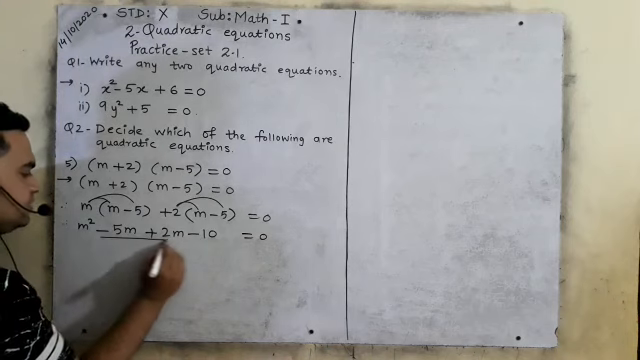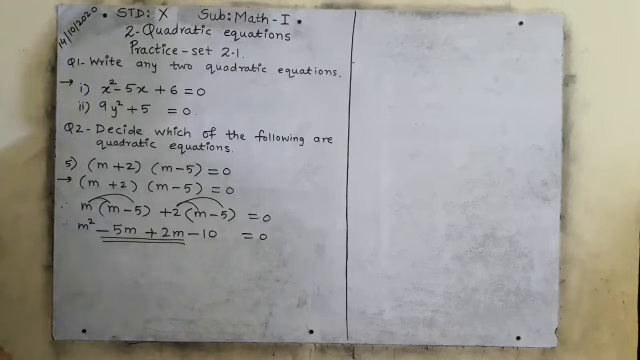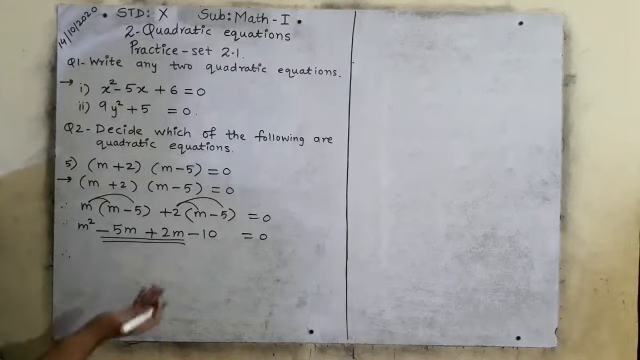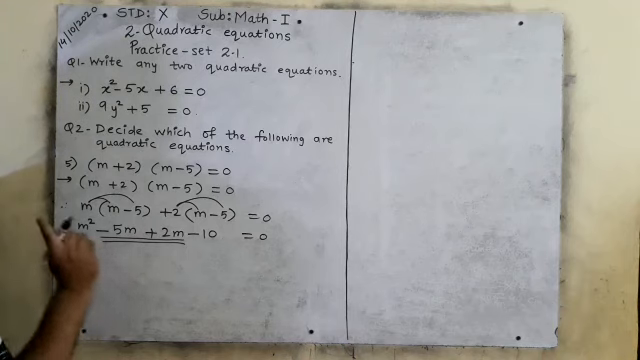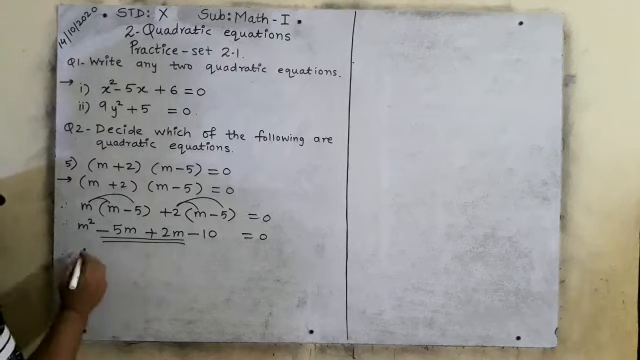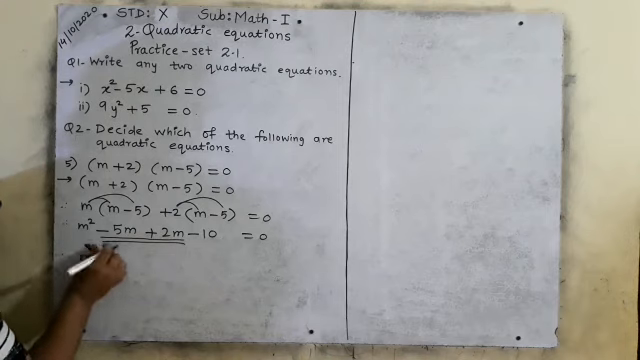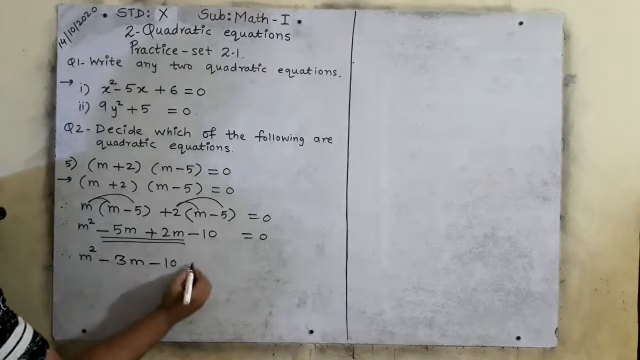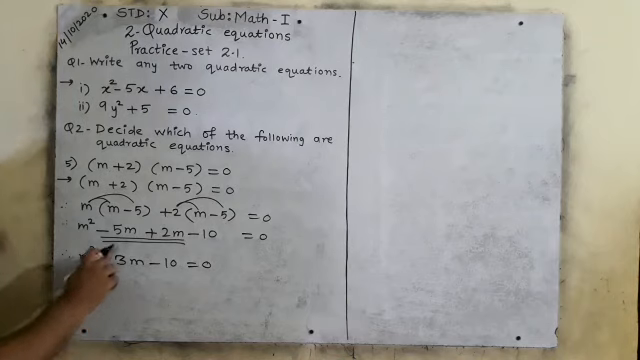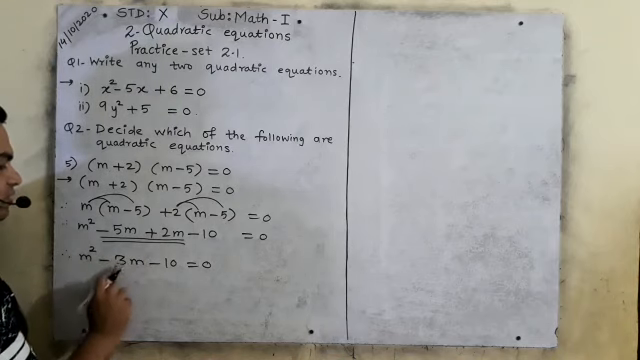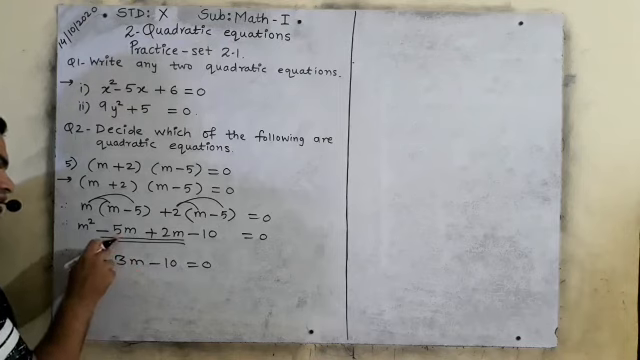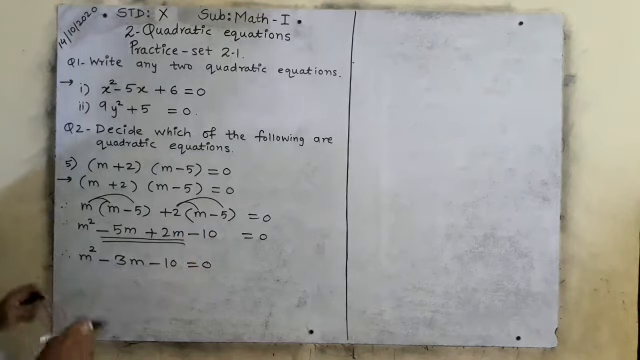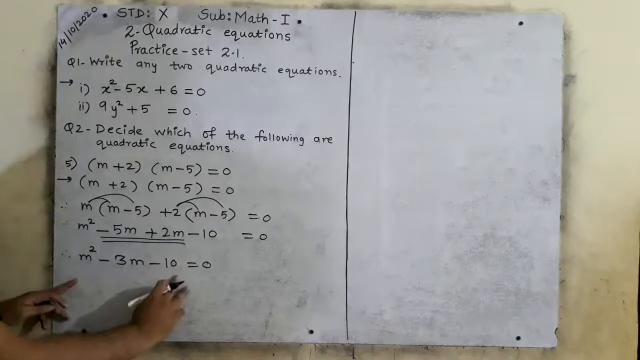Can you see these two terms are like terms? So you will do addition or subtraction. Plus minus minus, subtraction you will do. 5 minus 2 is 3, right? M square minus 3m minus 10 is equals to 0. Yes or no? See, minus 5m plus 2m will be minus 3m. Why? Because the bigger number's sign is minus, so the answer will come in negative. It is minus 10. So now it is an equation.